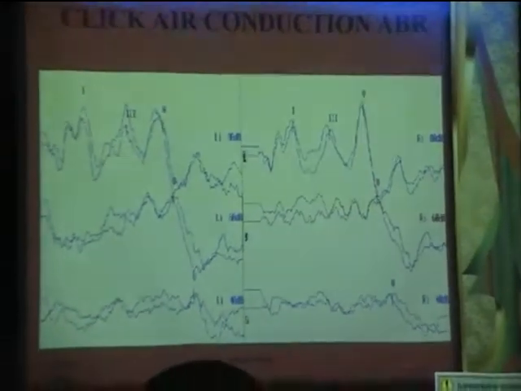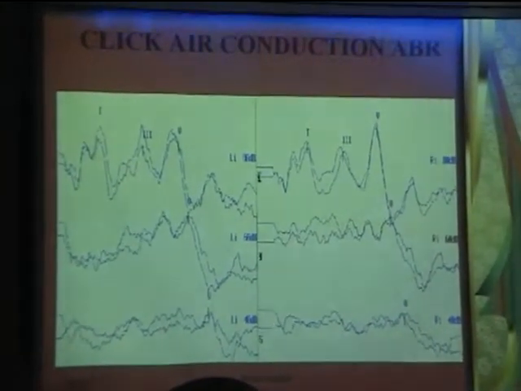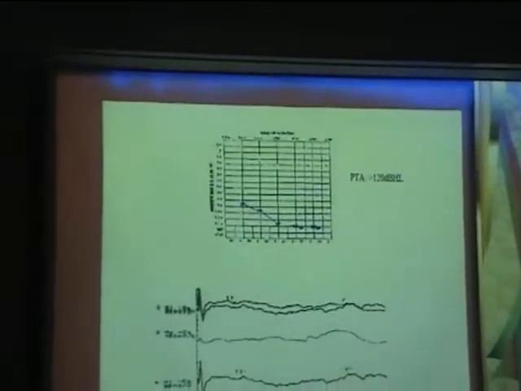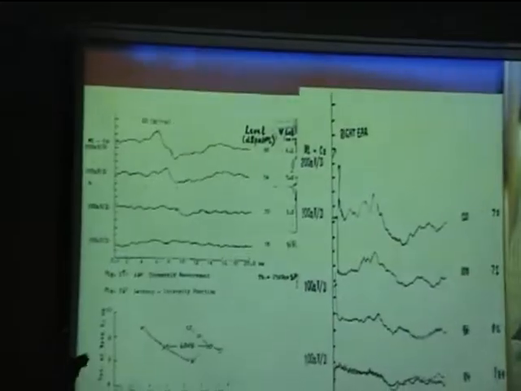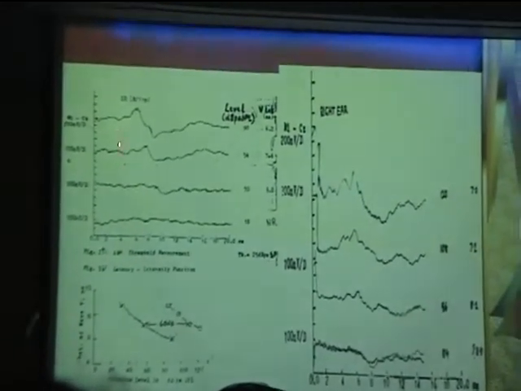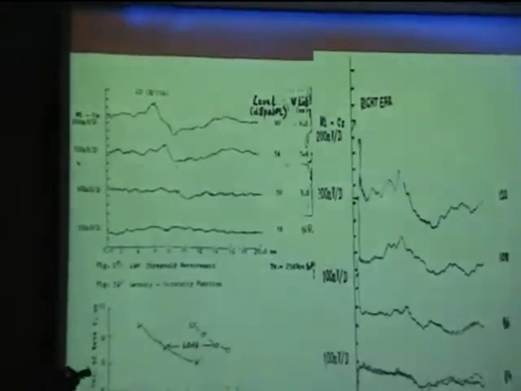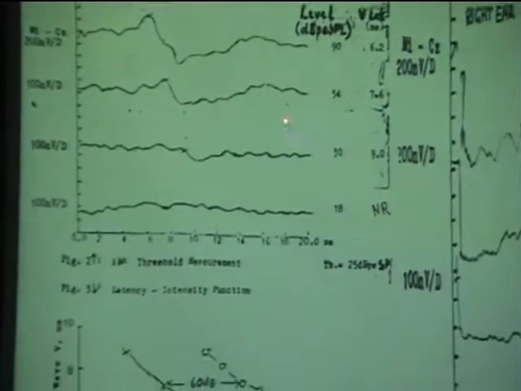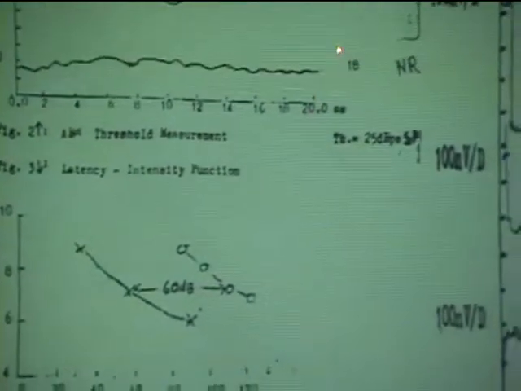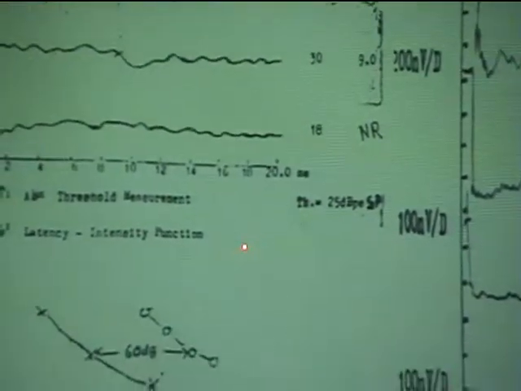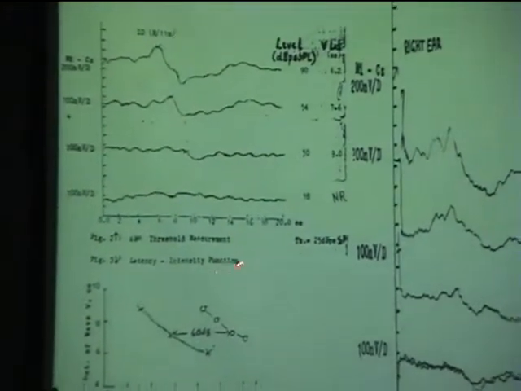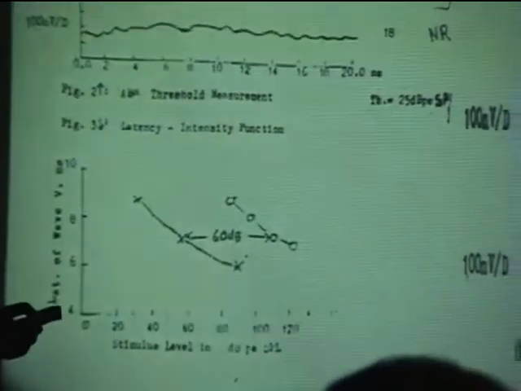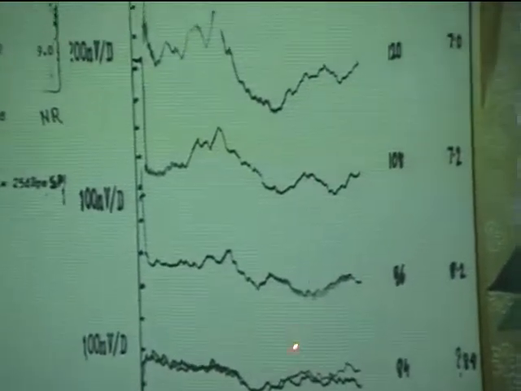As we can see, as the intensity is decreased, the latency is prolonged and the amplitude of wave V decreases. This is another example. This is the left ear and this is the right ear. As we can see, in the left ear we can see the responses right up to 18 dB pSPL. This is a child with normal hearing in this ear. Whereas in the other ear of the same child, the peaks could be traced only at very high levels.